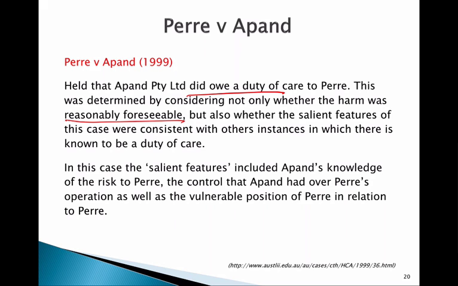It wasn't only about reasonable foreseeability, but the salient features of the case were consistent with owing this duty. Particularly, Append knew about the risk to Pair. Append had control over the crop and the disease on their land, and Pair, because they were just adjacent, were vulnerable to the negligence that Append engaged in. So we see that Append had control, Pair was vulnerable, and therefore the salient features of the case were consistent with owing a duty of care.